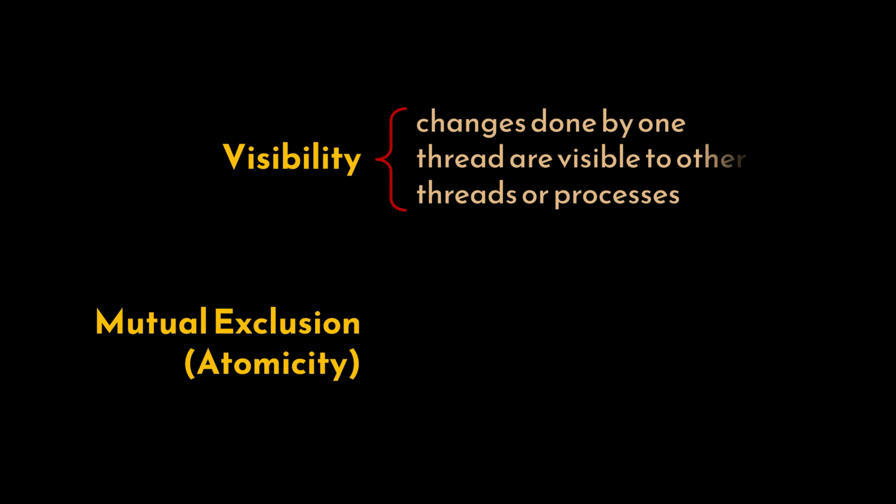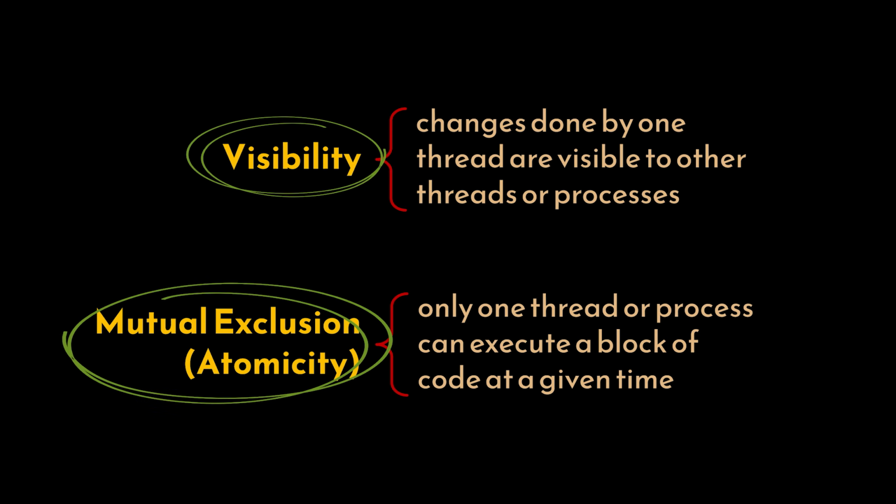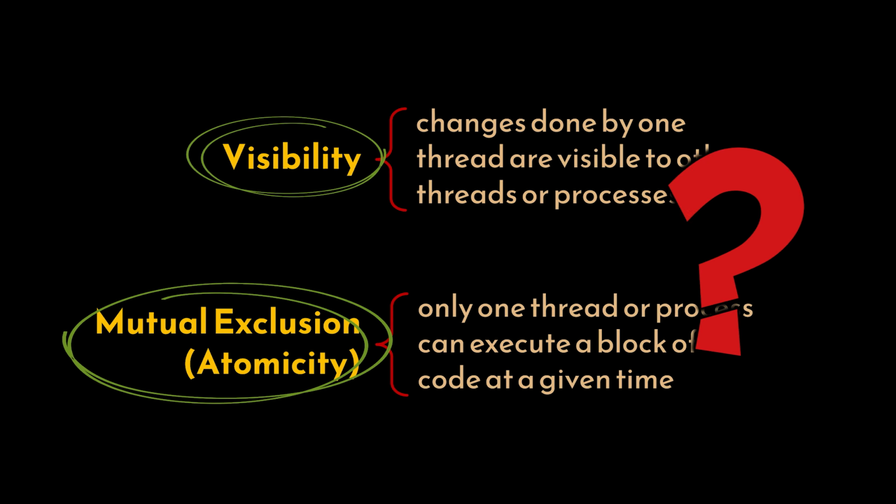Now, before discussing each keyword, it is important to understand two concepts: visibility and mutual exclusion, also known as atomicity. Visibility means that changes done by one thread to shared data are visible to other threads or processes. Mutual exclusion means that only one thread or process can execute a block of code at a given time or do updates on shared data via a certain block of code. So, one ensures that variables are not cached, and the other ensures that operations are done by one thread at a time. Now, let's think, how can concurrency happen?